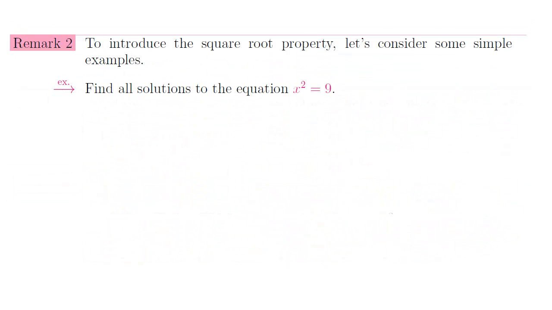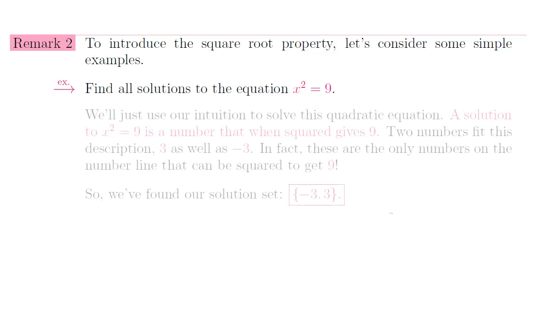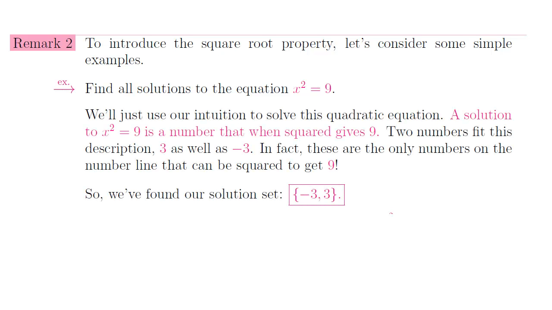To introduce the square root property, let's consider some examples. The first example: find all solutions to the equation x squared equals 9. Now let's just use our intuition to solve this quadratic equation. In order for a number to be a solution to x squared equals 9, it means that when we take that number and square it, our answer is 9.